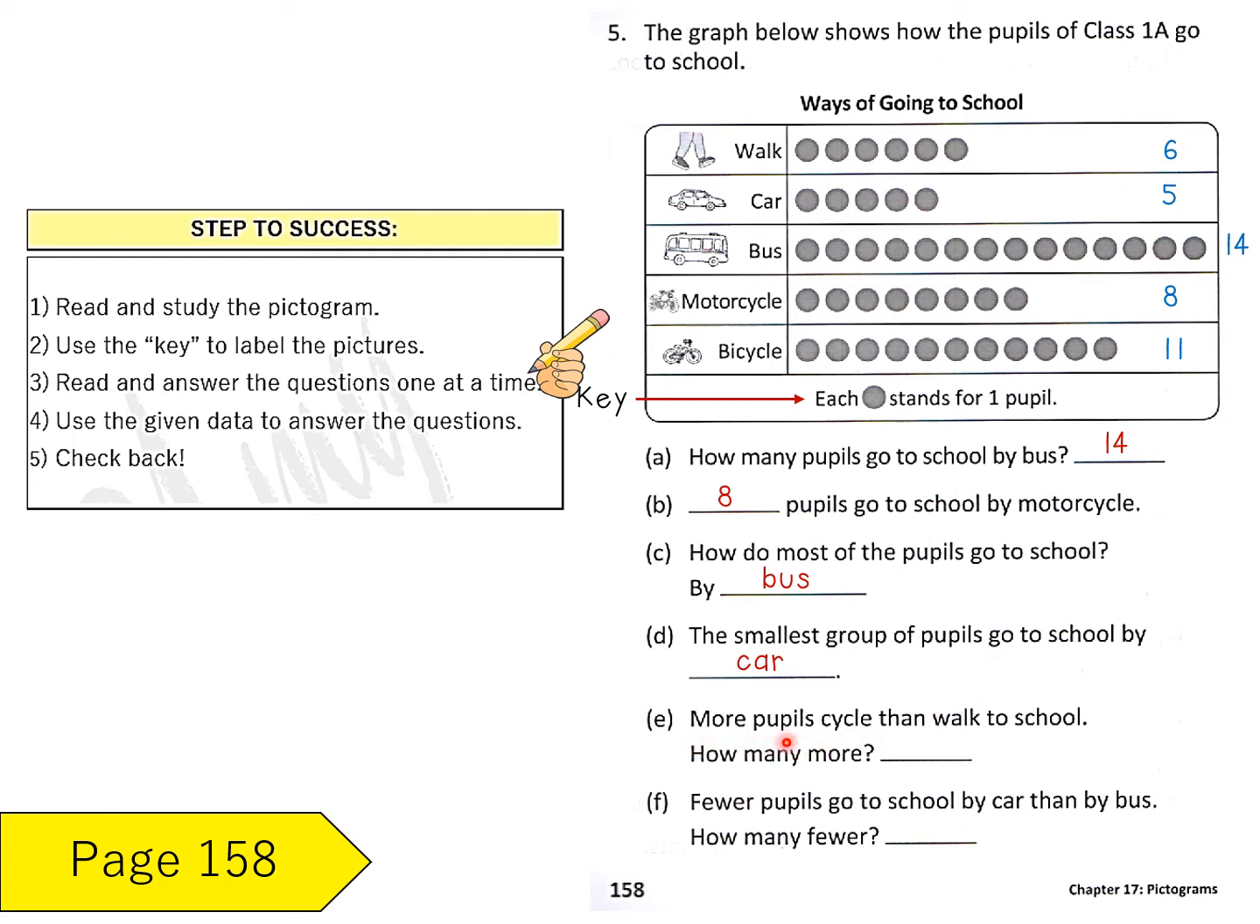Next, more pupils cycle than walk. How many more? Find the difference. So cycle and walk. Cycle, there are 11. Walk, there are 6. So we subtract this. 11 minus 6 equals 5. So this time I put my working here next to the answer.